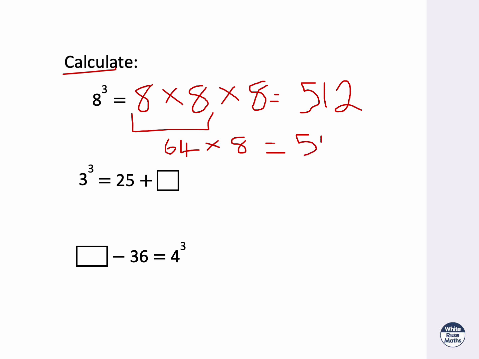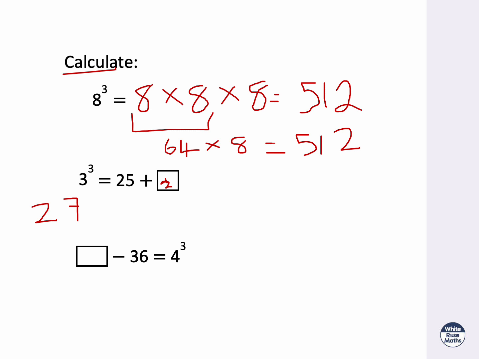The next question, 3 cubed equals 25 plus something. Well, 3 cubed means 3 times 3 times 3, which is going to be 27. Because 3 3s are 9, and then times 3 again will be 27. So 9 3s is 27. 25 plus 2 equals 27. So the missing box is a number 2.